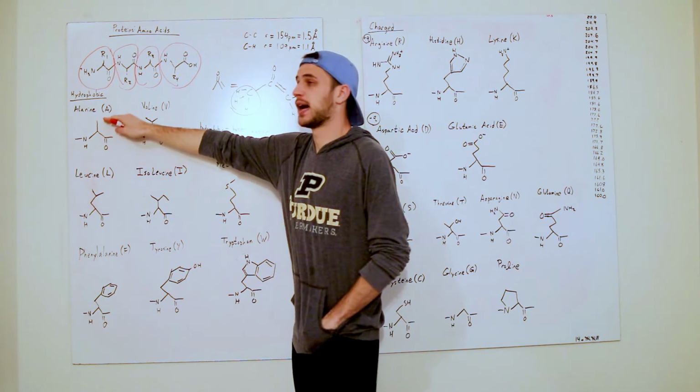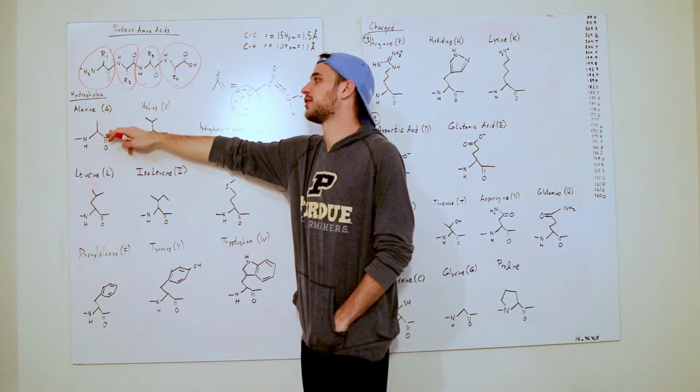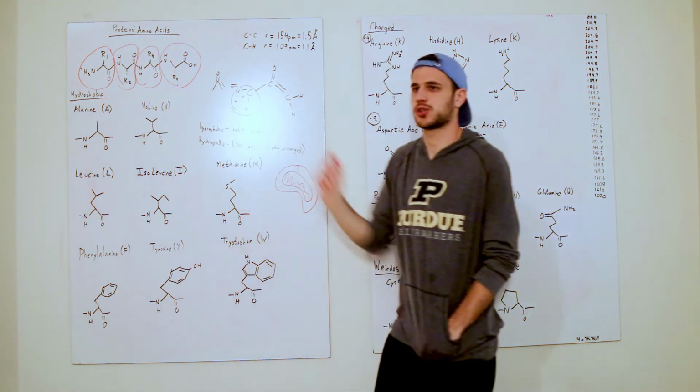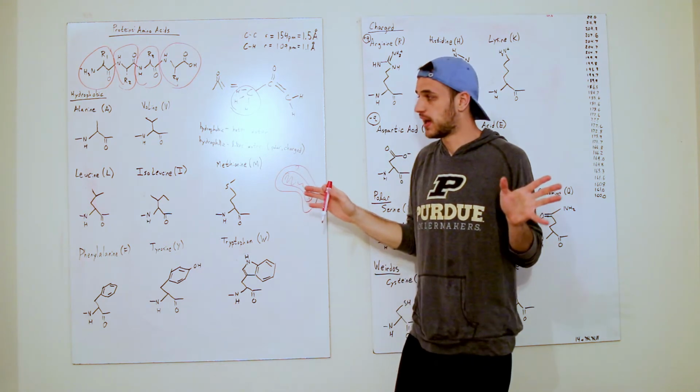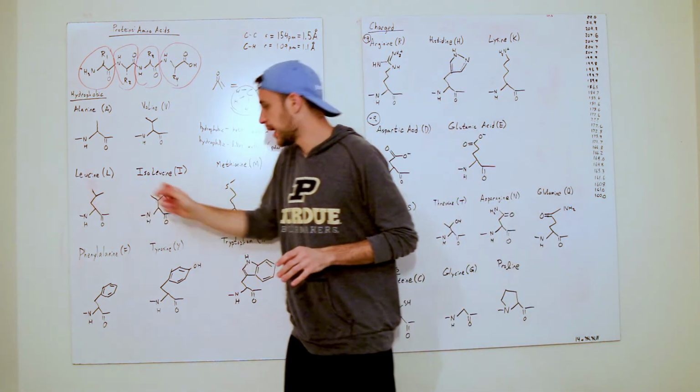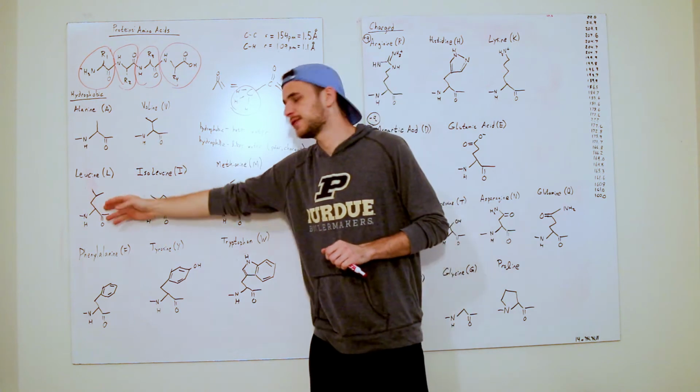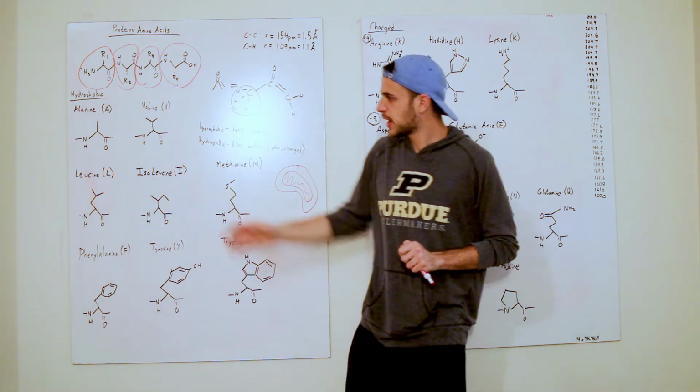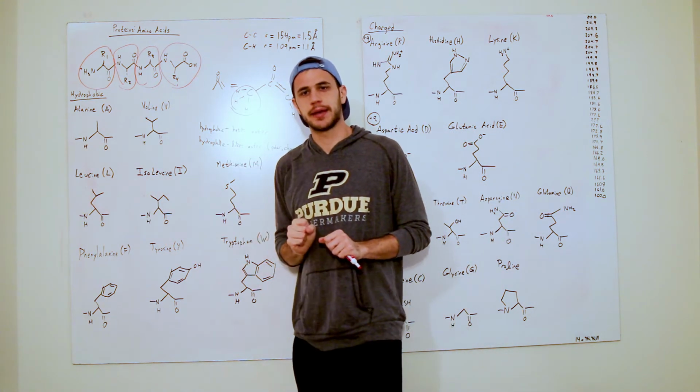So you have this guy, which just sticks out a little, 1.5 angstroms. Then you've got valine, which sticks out just slightly further with a little bit more to it. Then you have leucine and isoleucine, which are pretty much the same thing as valine, just a little bit longer. These guys are pretty much the same thing.